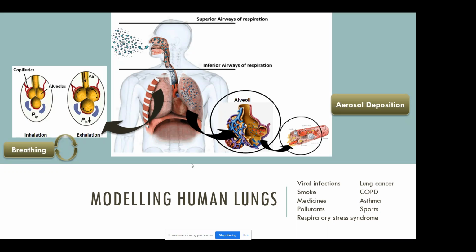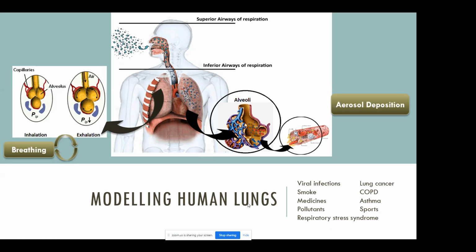the alveoli. And modeling the human lungs is very, very important, not just for a basic understanding of how we breathe and what happens to substances that we inhale, but also for a lot of diseases, for instance, viral infections, which are transmitted through the airways, the effect of smoke on our lungs, so nicotine, tobacco, for the development of drugs, for example, for asthma, for studying lung cancer, the effect of sports, etc. So there are many, many different applications, and it's a very, very complex system.